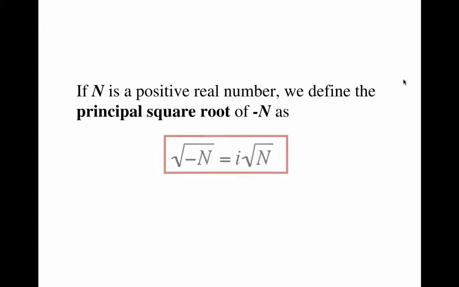If n is a positive real number, we'll define the principal square root of -n as i square root of n. Essentially, when you take the square root of a -1, it comes out as an i.